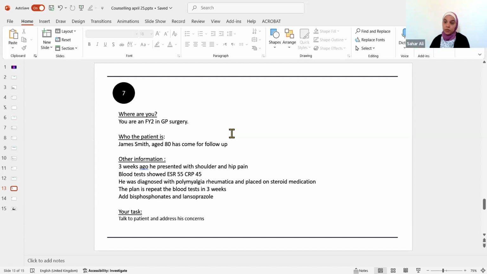Yeah, they told me it's kind of inflammation of the muscles around the joints. Yeah, that's right. So let me explain it more clearly to you. Polymyalgia rheumatica is a chronic condition. It's a chronic inflammation of joints and muscles, and it's an autoimmune condition. That means the immune system is going against your body, and that's the cause for the symptoms you have been experiencing. Is that clear, James? Yeah, it's clear, doctor.